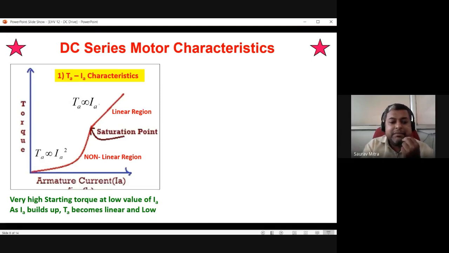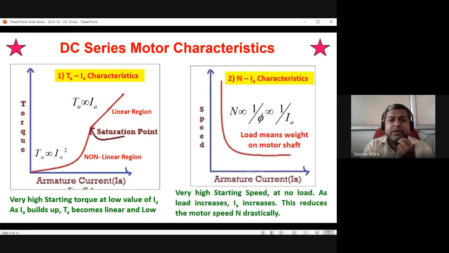So Ia builds up, and Ta also reduces, and it settles to a certain low value. So this is the first characteristic as shown here, which is called the torque versus armature current characteristic, and this torque is called the armature torque. So there are three characteristics for the DC series motor. This is the first. The second characteristic is N versus Ia.